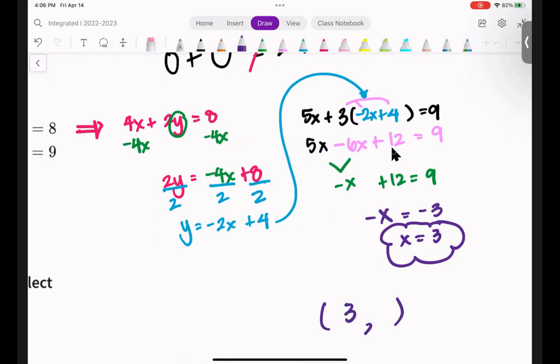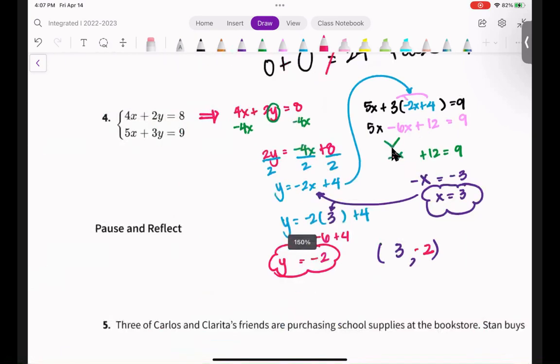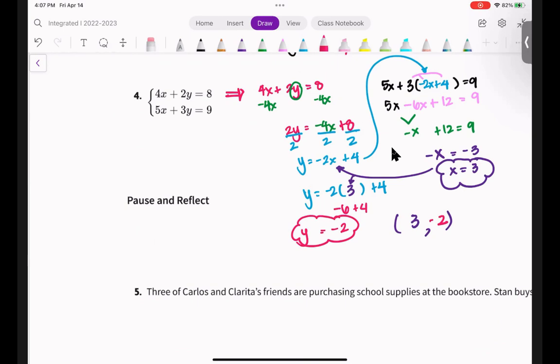So I got a 3 as my x, right? Then I need to find my y. So I'm just going to plug this right into here. So I get y equals negative 2 times 3 plus 4. I get negative 6 plus 4, and that's just negative 2. So y is negative 2. And of course, I would check my answer to make sure that it completely makes sense.